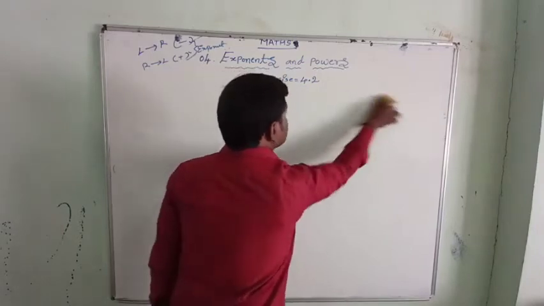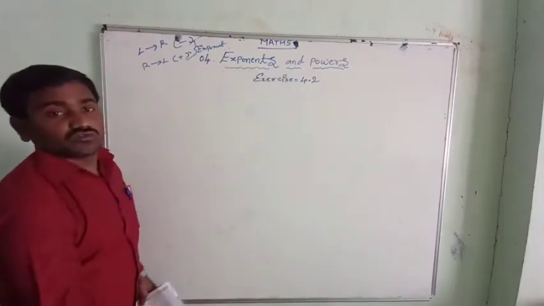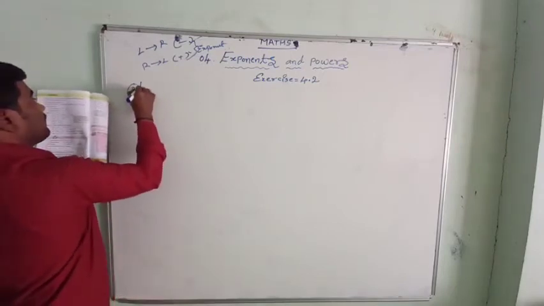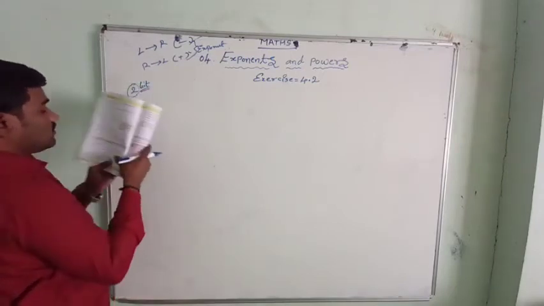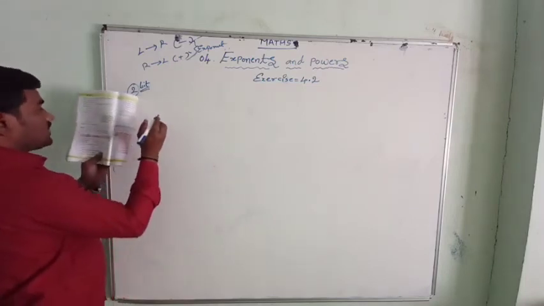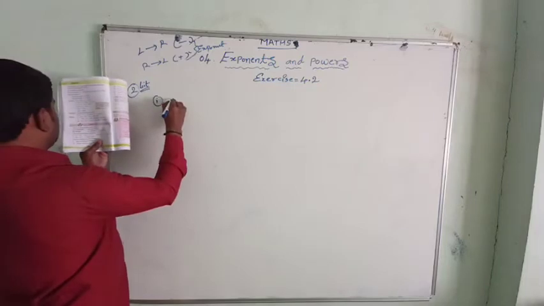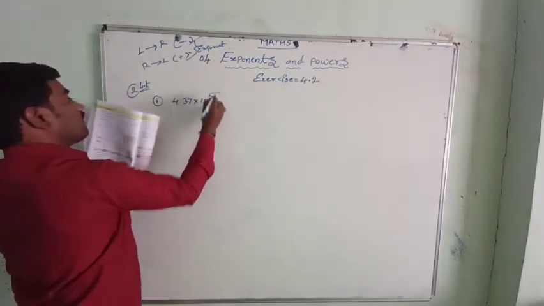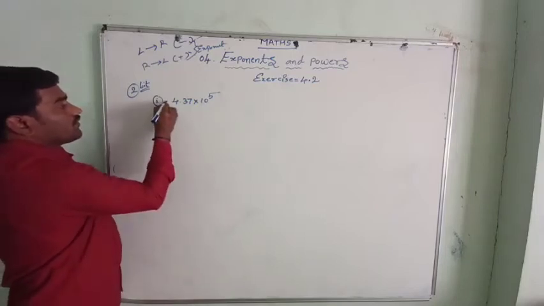Now we are going to change the numbers from the standard form to usual form. Standard form to usual form. That is in the second bit. In the second bit all the problems say express the following numbers in usual form. So there are 6 problems here. Let us try to do it. 4.37 into 10 to the power of 5. So 10 to the power of 5.